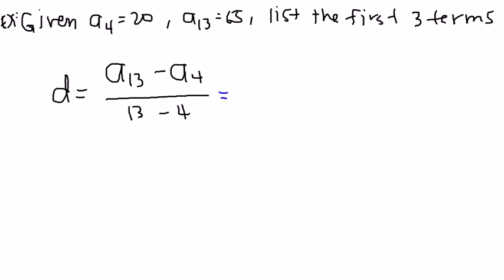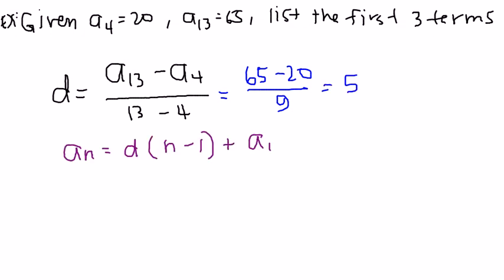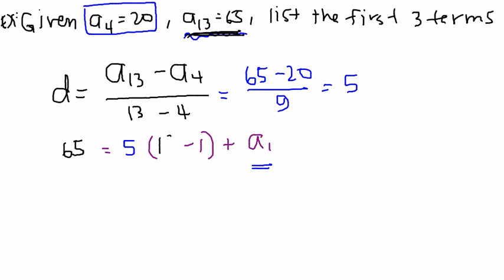And to fill in our equation, we know our d now. We don't know a sub 1, but that's okay, we'll figure that out. However, I do know at least 2 things. I know that at a4 we have 20, and at a13 we have 65. Well, guess what? That's enough information to help us out. Because what we can do now is we can fill in this to be 65. And that was for a13, right? So then we can fill in n here to be 13. Solve the equation for a sub 1. And turns out a sub 1 is also equal to 5.